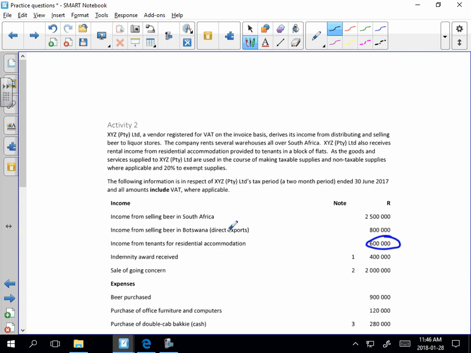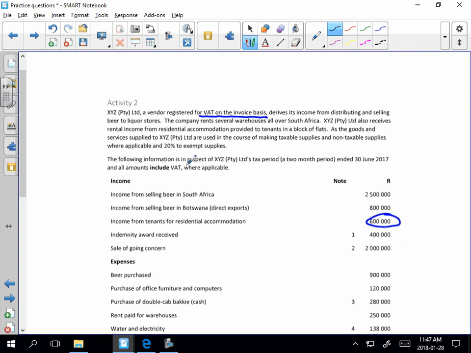All right, we'll do activity number two together. XYZ is a vendor registered for VAT on the invoice basis. Guys, invoice basis, earlier of payment or invoice. Its income is from distribution and selling liquor. The company rents several warehouses. It also receives income from residential accommodation. So what's happening here is we've got one company that has standard rated transactions and exempt transactions. Everyone comfortable with that? Okay.